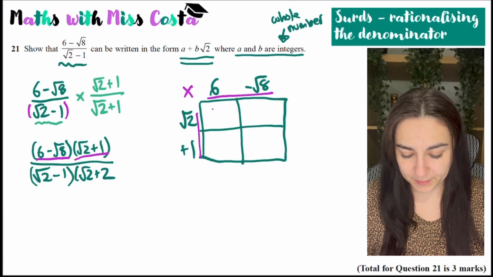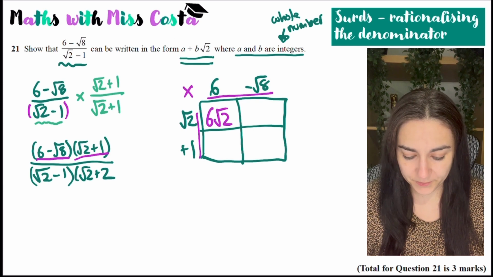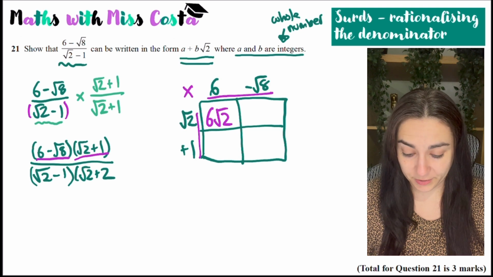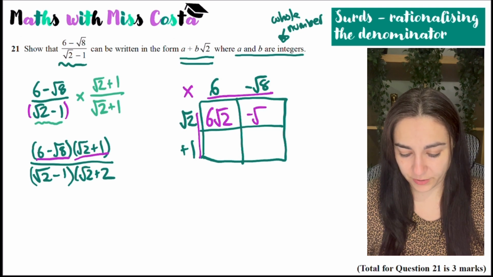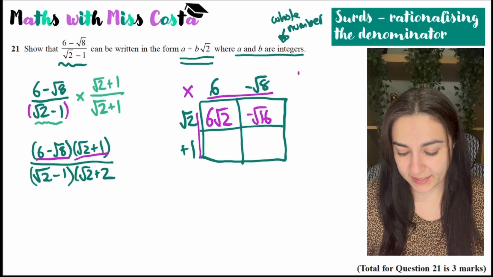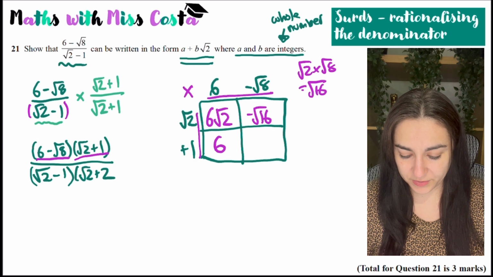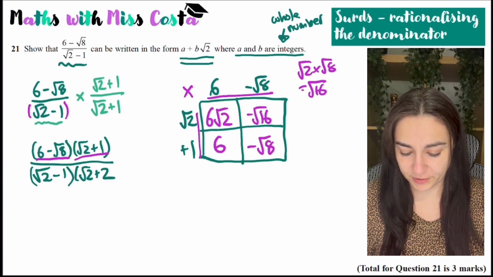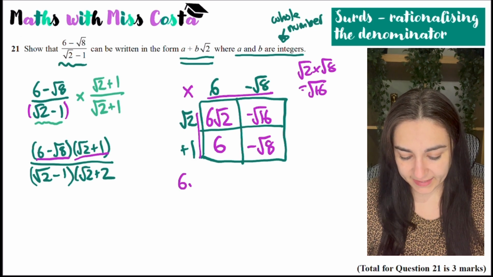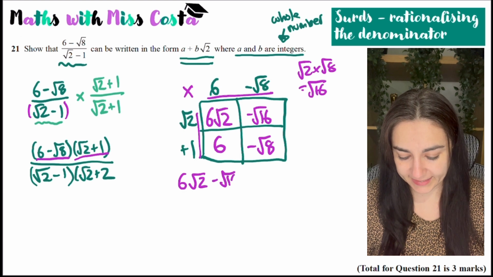So root 2 times 6 is going to give me 6 root 2. Root 2 times minus root 8 is going to give me minus root 16. When you're multiplying surds, you literally just multiply them and put them under one surd. 6 times 1 is 6, and 1 times minus root 8 is going to give me minus root 8. So I'm left with 6 root 2 minus root 16 plus 6 minus root 8.